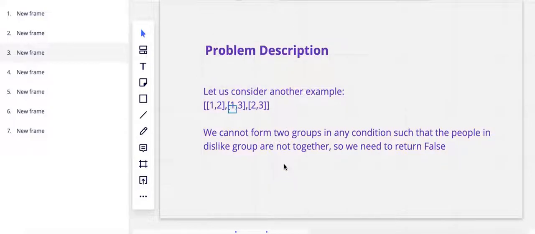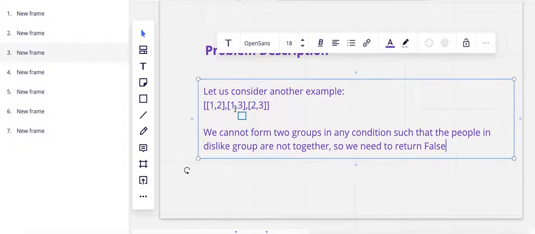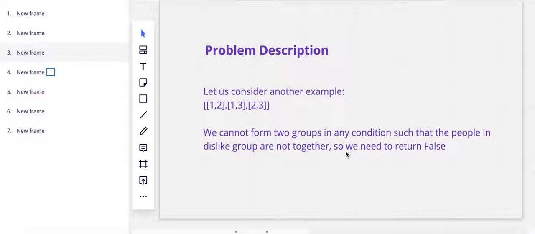So let's form two groups. If we put 1 and 2 together, we cannot put 3. If we put 1 and 3 together, we cannot put 2. And we can even not put 2 and 3 together. So we are not able to form two groups in any condition. So we need to return false over here.